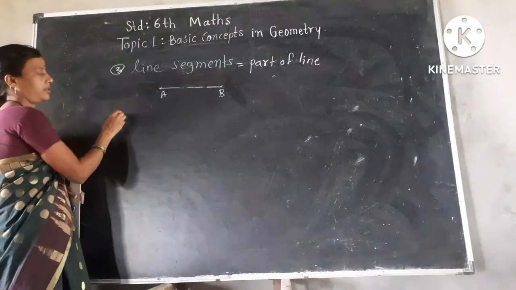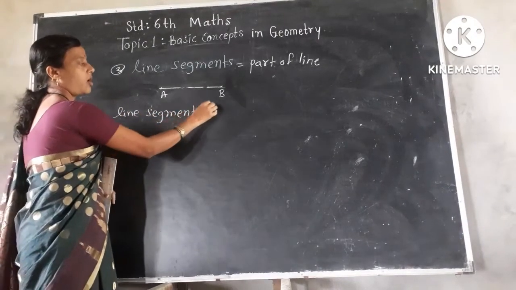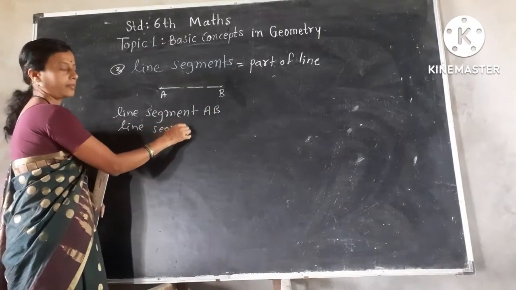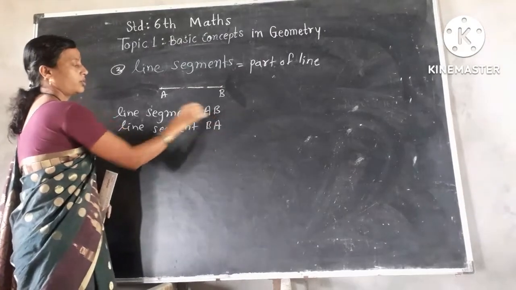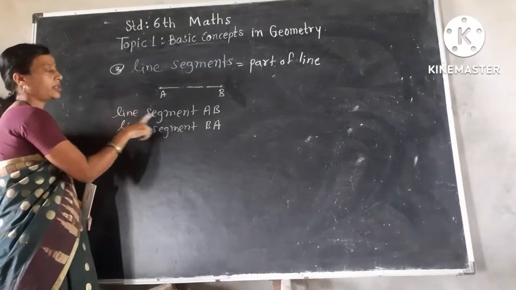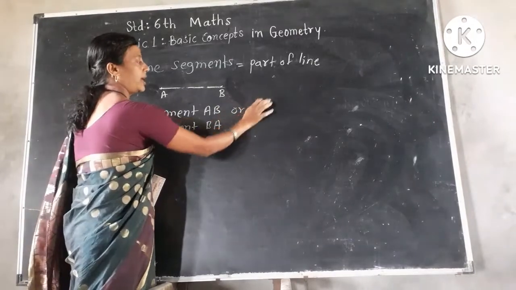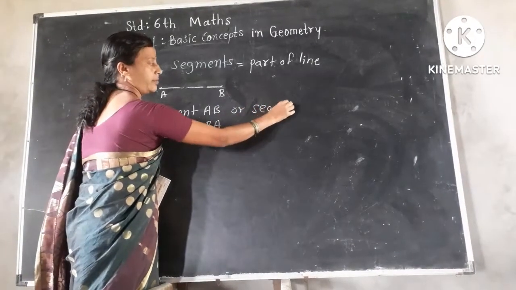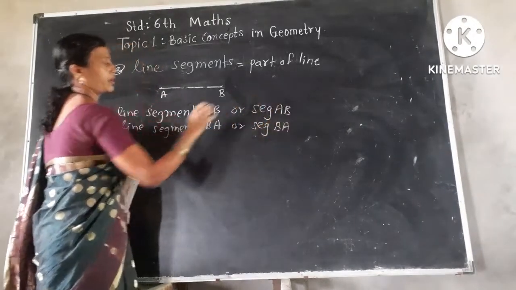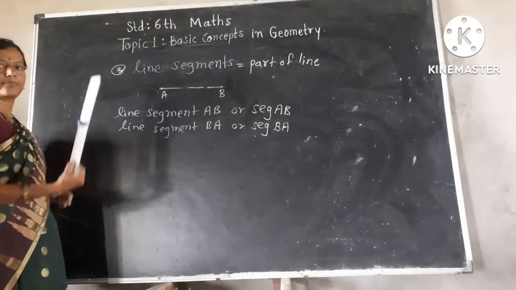How can we read it? Line segment AB or line segment BA. We can read it in 2 ways. But we use the short form of line segment and write seg AB or seg BA. So we read seg AB or seg BA.